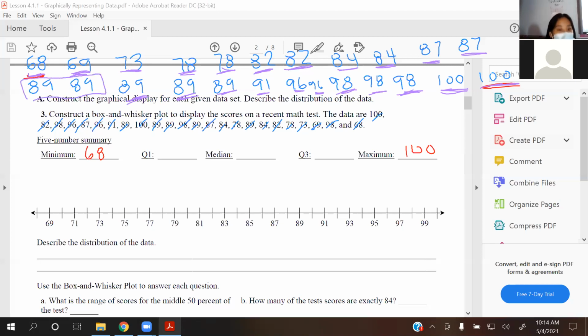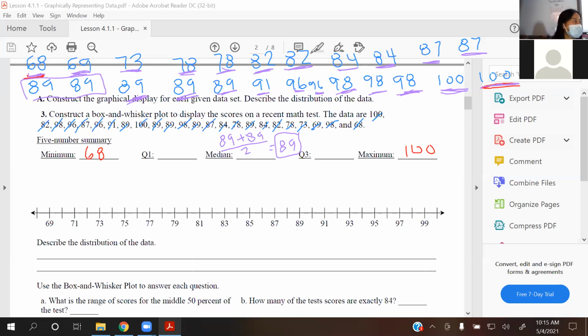So when you're left with two numbers in the middle, the way you calculate your median is you add those two numbers and then you divide by two. So I'm going to write that over here, 89 plus 89 divided by two. And if you were to add them together and divide by two, you would still get 89 just because they're the same number. But sometimes they're different numbers. So the process to get the median when there's two numbers in the middle is add them together, divide by two. If there's just one number in the middle, then you're lucky, you found your median.